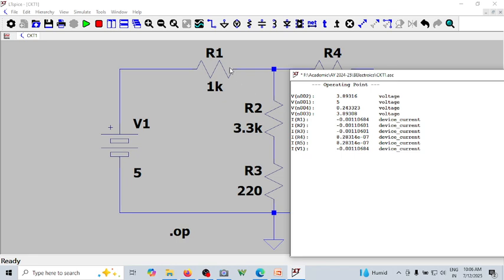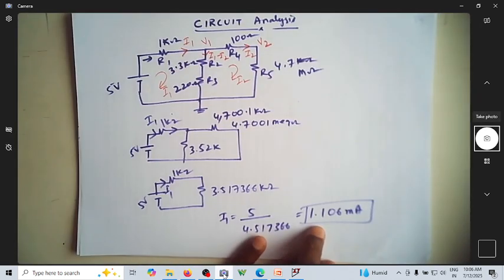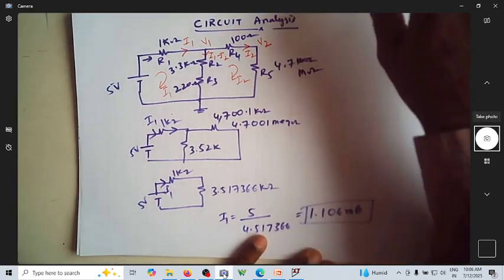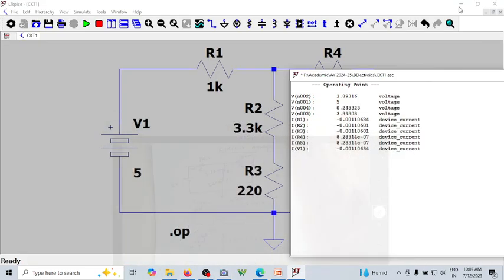It is I of R1. Can you see I of R1 is minus of, this is the current. So we were looking at this current. Now what we are looking at is this current. We were actually looking at 1.106 milliamperes. It's the current flowing through R1. So are we getting that? You can see you're having that. So it is 1.10. So this is actually in amperes. If you convert to milliamperes, it will become 1.10684 milliamperes. So this is the current.